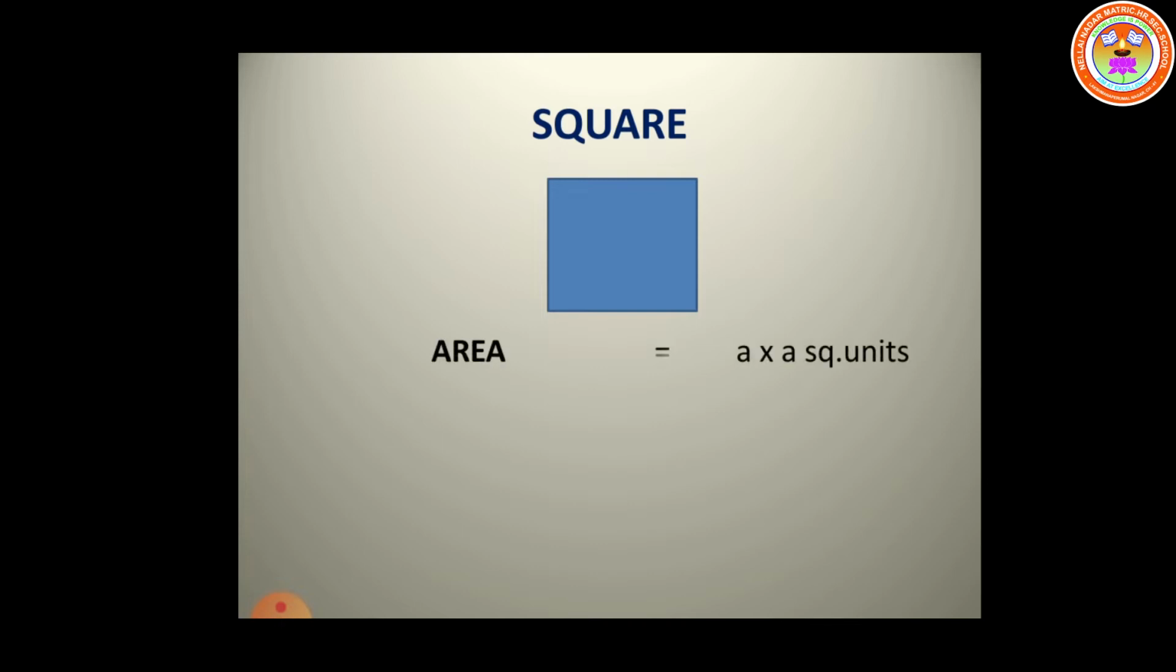Let us see the formula for area of a square. Area of a square equal to A into A square units. Perimeter of the square is equal to 4 into A units.